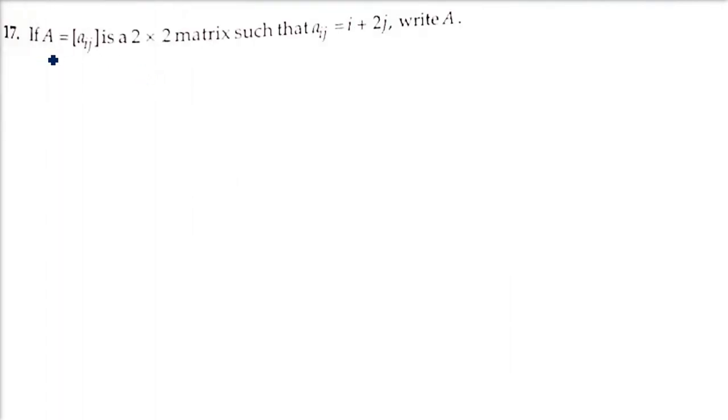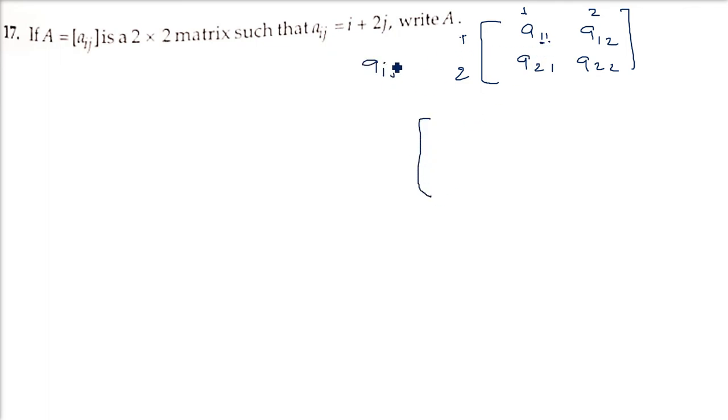Next one is: if A equals [aij] is a 2 by 2 matrix such that aij is i plus 2j, write A. So let me write a proper 2 by 2 matrix first. This is A: first row, second column; first column, second column. Wherever the row number and column number intersect, just write it: a11, a12, a21 and a22. Remember, i is the row number, j is the column number. So the element of the resultant will be i plus 2j.